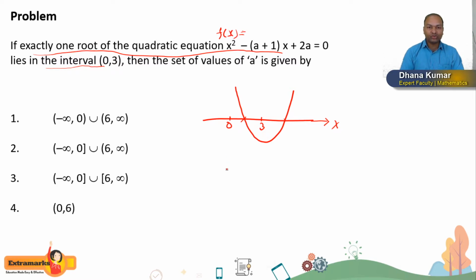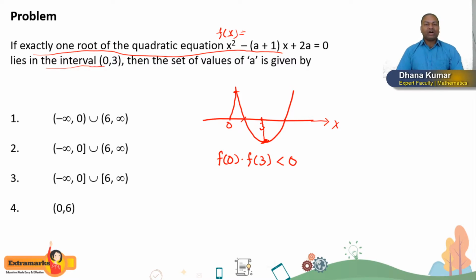Left hand side part I am assuming f of x. Then what about f of 0? Positive. What about f of 3? This is negative because this intersection lies above x-axis. Above x-axis means positive. This intersection lies below x-axis, so negative. So conclusion, positive into negative, negative. So f of 0 into f of 3, positive into negative is negative. So product less than 0. This is the condition behind this question.